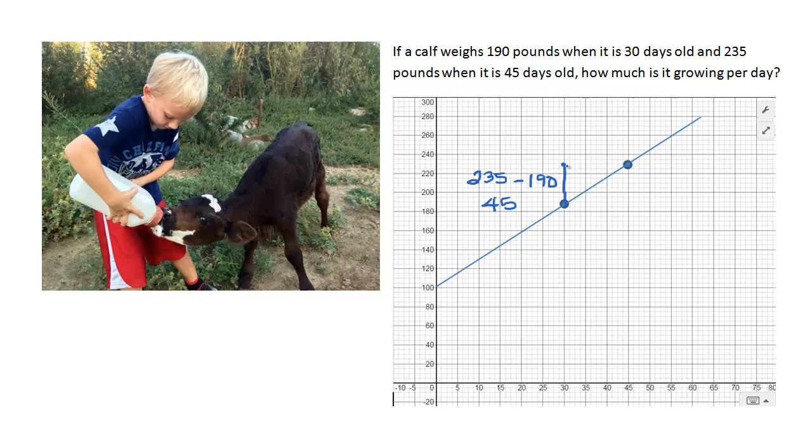Where the run is concerned, we're talking about a difference between the 30-day mark and the 45-day mark. So the difference between 30 and 45, 45 minus 30, is 15. So our rise was a total of 45 pounds. Our run was a total of 15 days. So when we reduce that, we find out that this calf is gaining 3 pounds per day. That's the slope of our line.